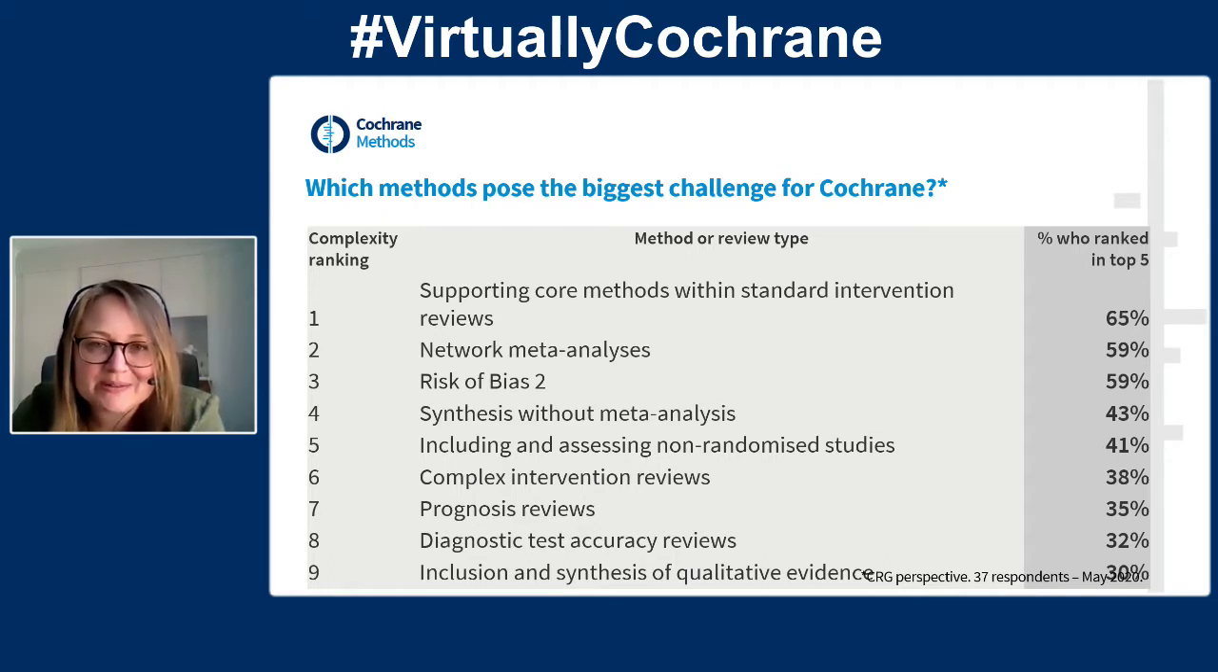And beyond that, we were seeing things like network meta-analysis and risk of bias 2. They were the first things. Risk of bias 2 is still a relatively novel tool, so that may be why that's causing some challenges. And then we have a cluster of some other areas, things like non-randomized studies of interventions, prognostic and diagnostic reviews, complex intervention reviews. So there's lots of things that are causing delays and some issues with the complexity of methods.